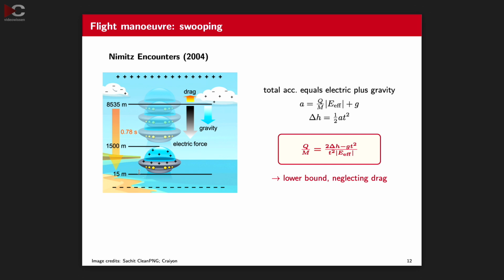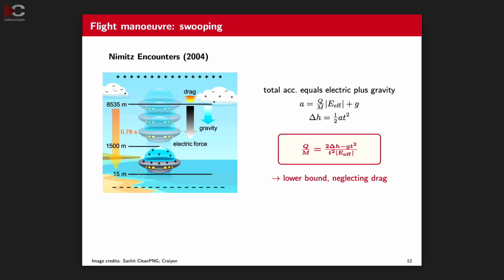So taking these two equations that we see here, we can now solve for the Q/M ratio that is required to make the UFO perform this motion. And we see that the Q/M ratio depends on the height that is traveled, on the gravitational acceleration of Earth, on the time that it takes, and of course on this electrical field strength that I still have to specify. Now you can ask, what about the drag forces here? Of course, the drag forces also play a role, but they are negligible compared to the other two. And if I include these drag forces into the calculation, the formula will get a little bit more clumsy.